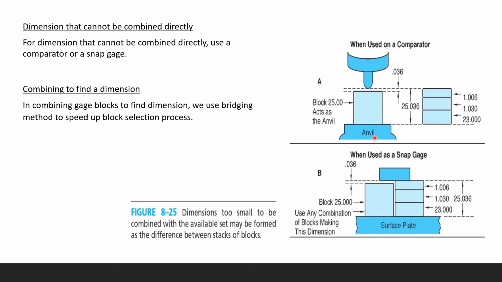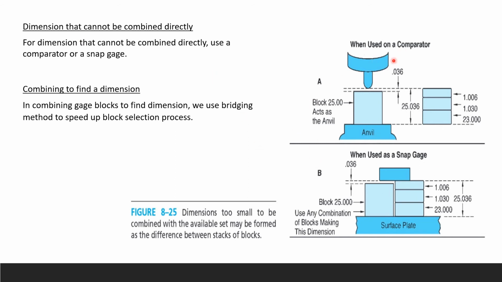So combining to find the dimensions. In combining the gauge blocks to find the dimension, we use the bridging method. Bridging is nothing but speeding up the block selection. Instead of thinking about which block I should use to stack them, we use a bridging method. It depends on your experience on how to do bridging, so you don't have to stress out on this method. All you need to know is sometimes we use a comparator and a snap gauge when we cannot combine the dimension directly.